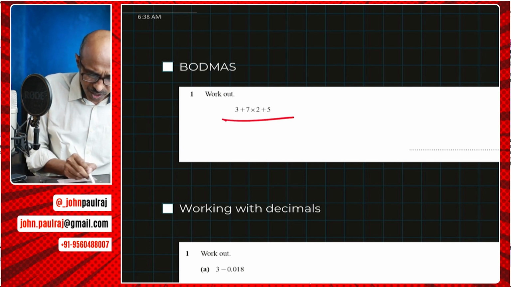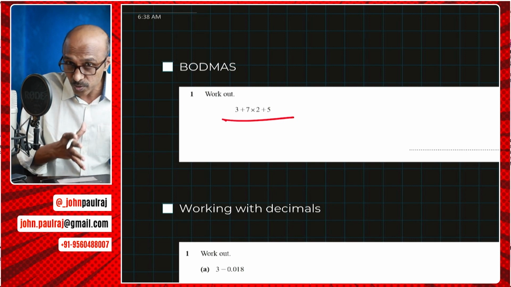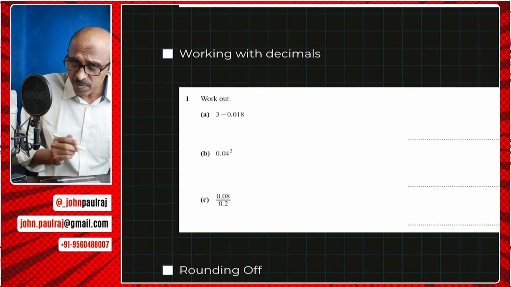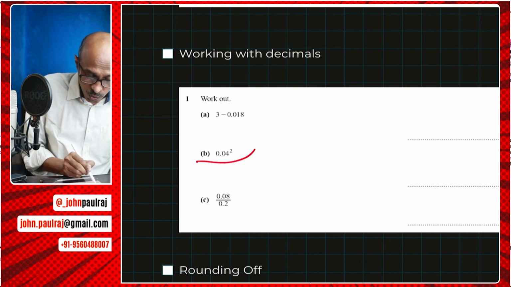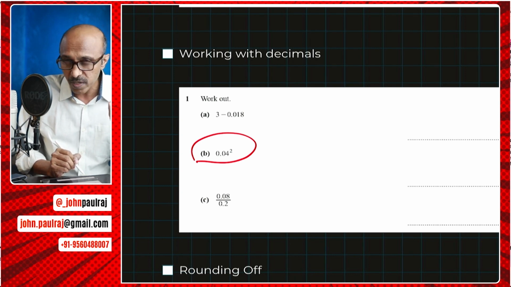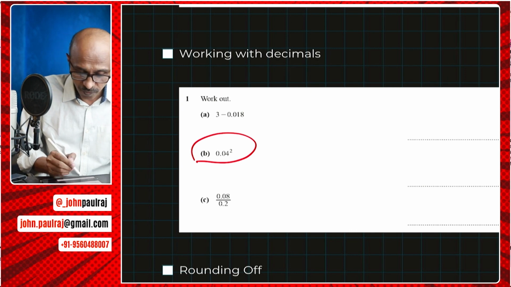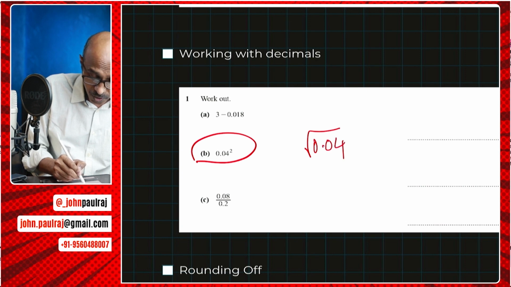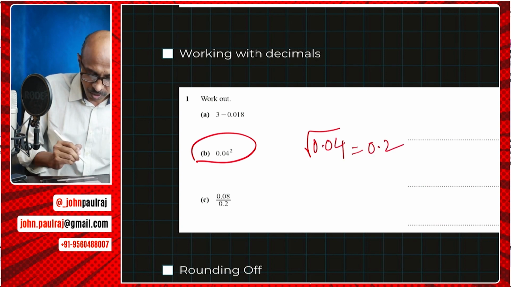They're just given an expression and you have to evaluate it according to the rules of BODMAS. The second type of question that has come is working with decimals, all right? Get comfortable with adding, subtracting, even squaring of decimals. Some questions they've also asked to find the square root of a decimal. So for instance, if you have to find the square root of 0.04, how do you do that? That should be 0.2. So try and do that.